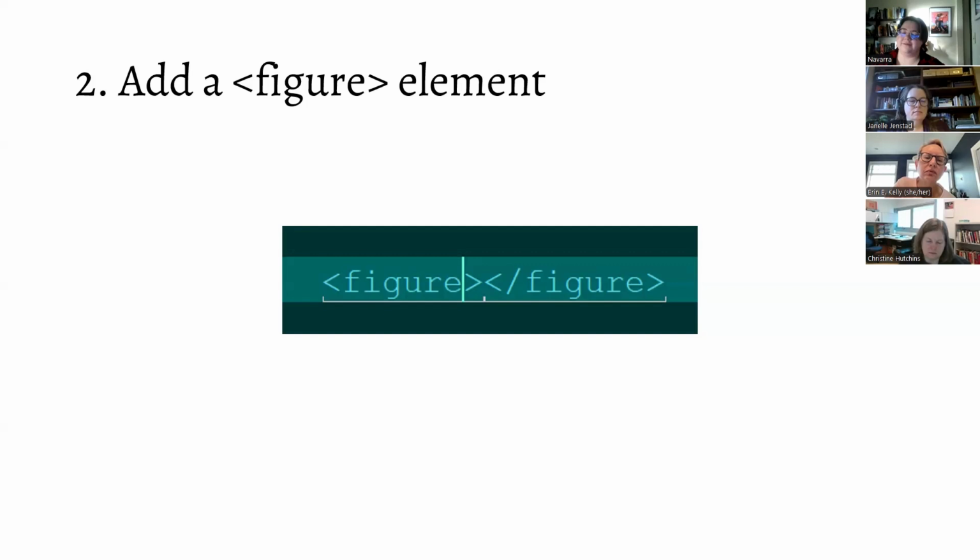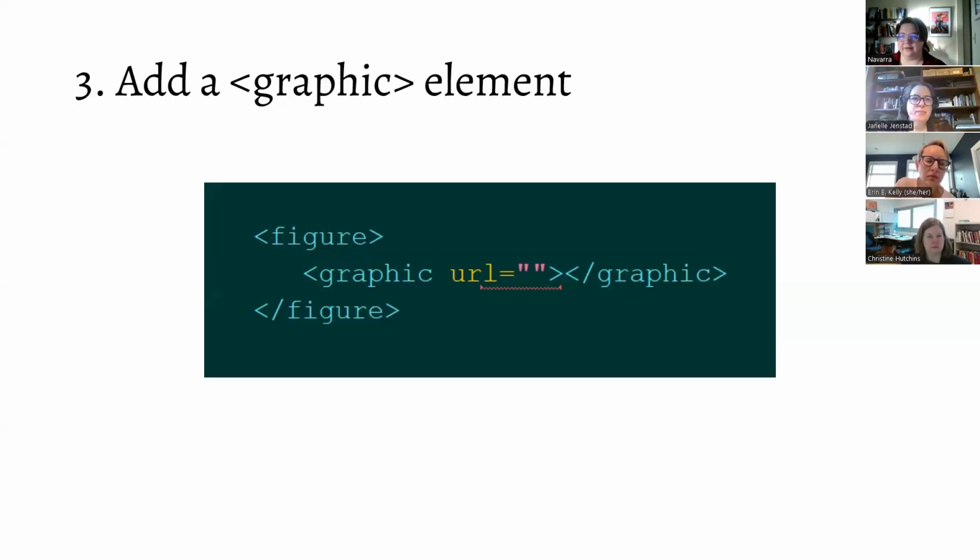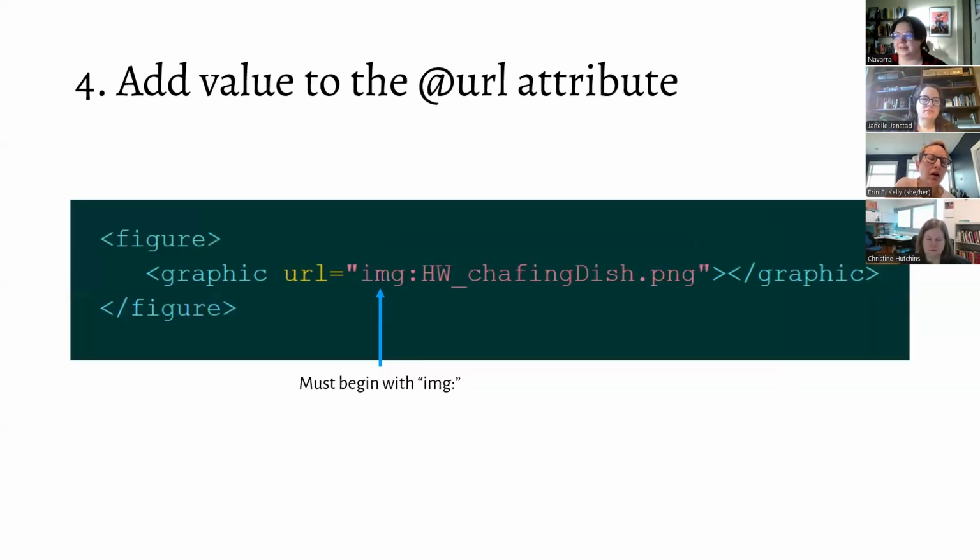So if you have 3 images or less in your edition, this is how you're going to encode those images in your file. First, you're going to add a figure element. Then you'll have a child graphic element. And when you put in a child graphic element, it will automatically add the URL attribute, because that's the bare minimum of what you need on that graphic element. You're then going to add the value. When you've got 3 images or less, it's always going to begin with the img: prefix. Then you'll put in your file name, including that file extension.